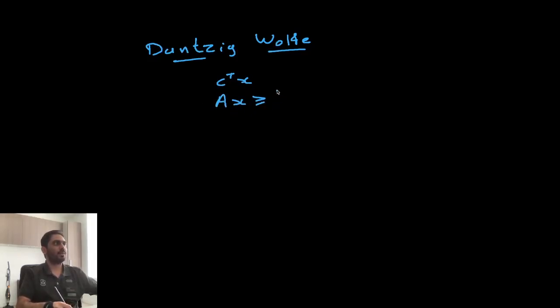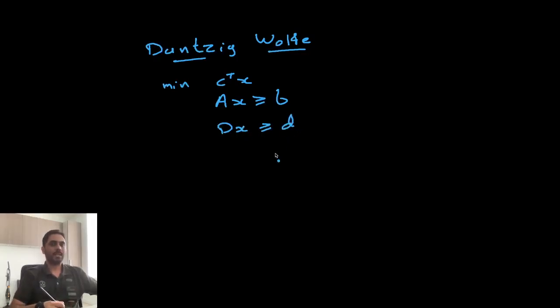So we'll start with Dantzig-Wolfe decomposition. What is this? Let's say I have my linear program in my standard format: minimize c transpose x such that Ax is greater or equal to b. Let's say I divide my constraints into two parts. One set of constraints is Ax greater or equal to b, and the other set is Dx greater or equal to d.